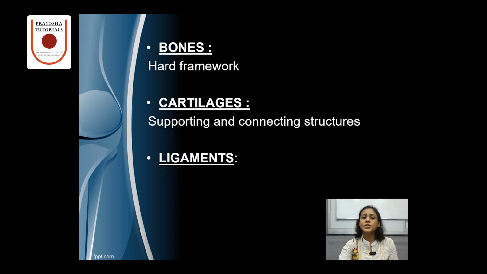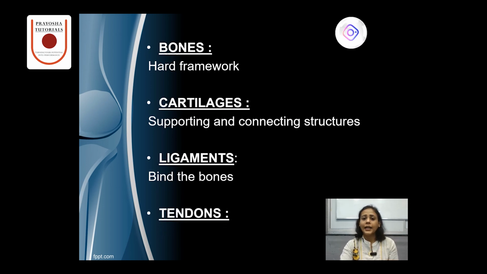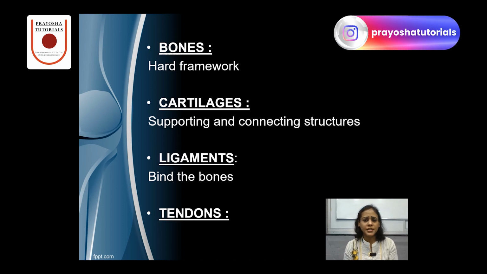Coming to the third part, that is your ligaments. Now ligaments, if you recollect, is a fibrous connective tissue which is going to connect two bones together. So all the bones in our body are interconnected with the help of ligaments. And the second type of fibrous connective tissue is your tendons. And the tendons are going to connect the muscles to the different bones of our body.